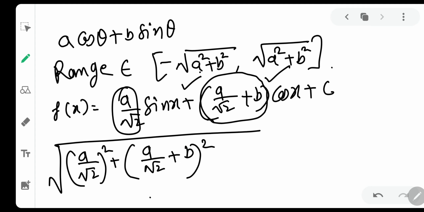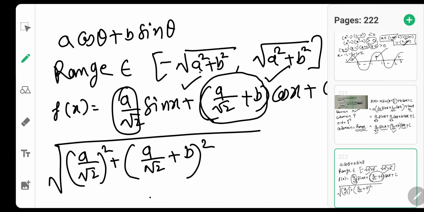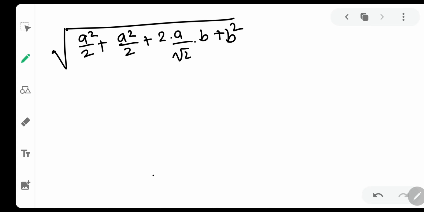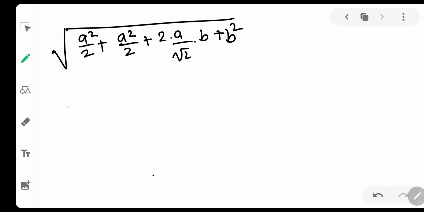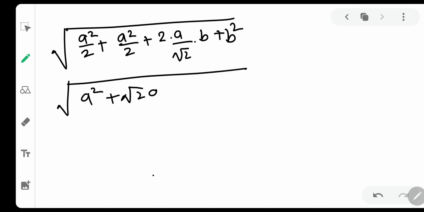Okay, now let us try and square this particular part on the next page. So this will be equal to a square by 2 plus 2 into a by root 2 into b plus b square. Let us check once again whether it is right. A square by 2, a square by 2, b square, 2a by root 2 into b. Yes, we are correct. Let us simplify this. A square by 2, a square by 2 will be a square and this will be root 2 times ab and then it will be b square.